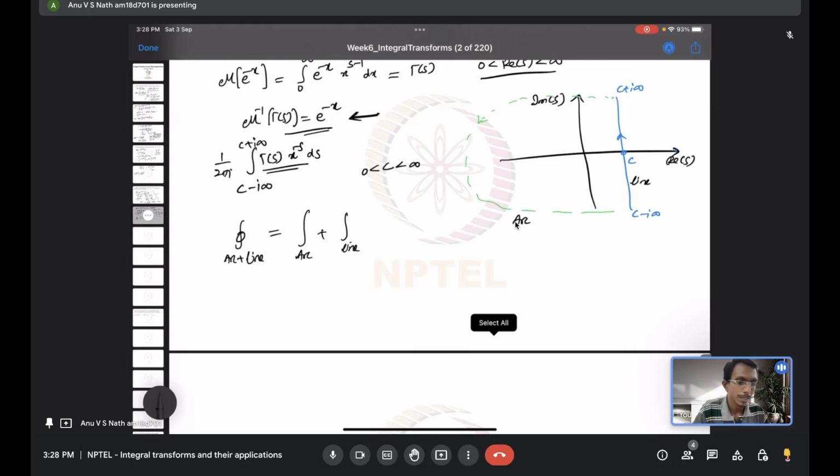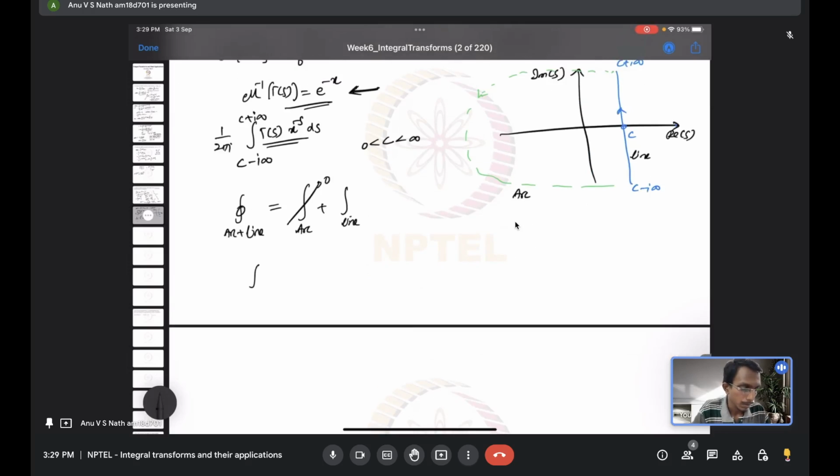As in the usual cases, you can show that the arc integral goes to 0 in the limit where the radius of the arc goes to infinity, so the contour integral just becomes the line integral that we are seeking. That means the integral from c minus i infinity to c plus i infinity of gamma of s times x raised to minus s ds is just equal to the closed contour integral of the same function. And since we want to divide by 2 pi i, we can divide both the left and right sides by 2 pi i.